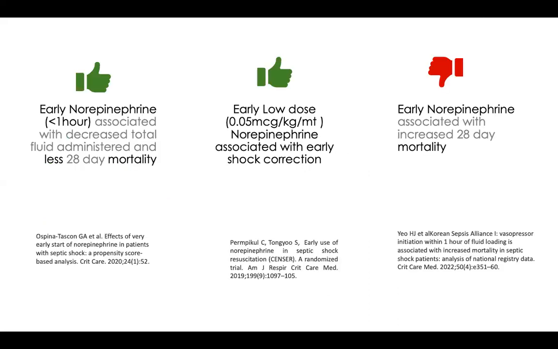But we need to know what the literature evidence for this is. There are studies which say that early inotrope is associated with a better outcome or better shock correction. But there are also studies which say that early inotrope is associated with worse outcome. So how do you balance these two sets of data that you have in your hand?